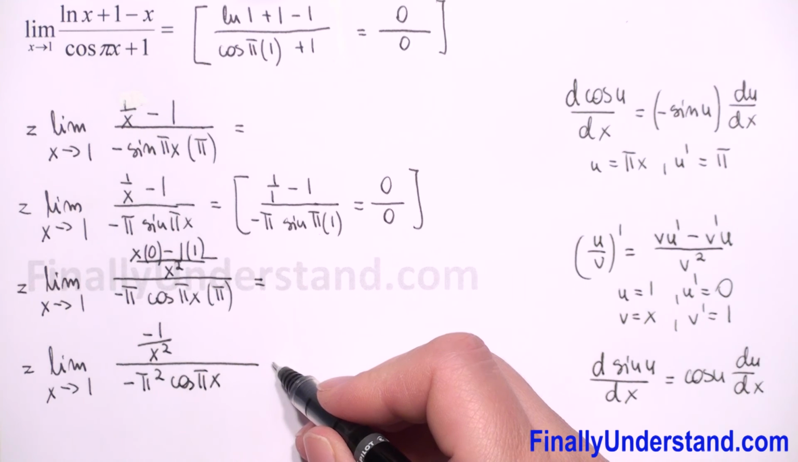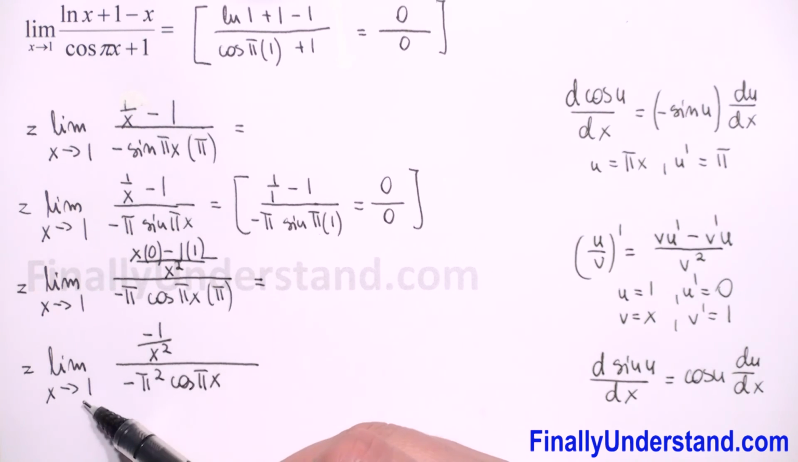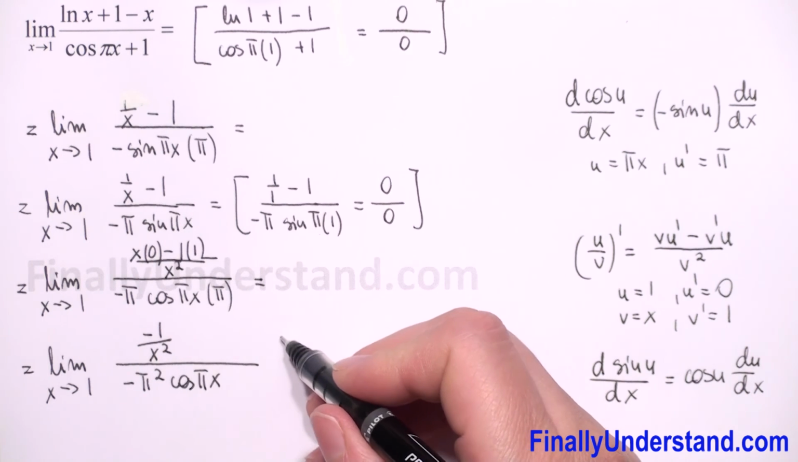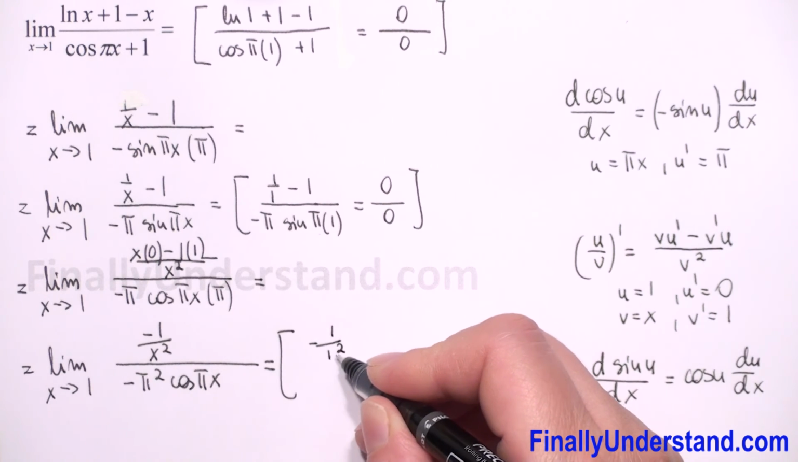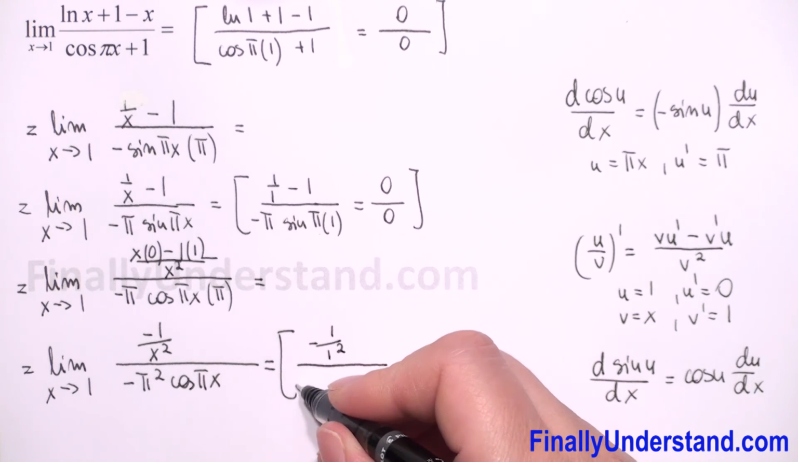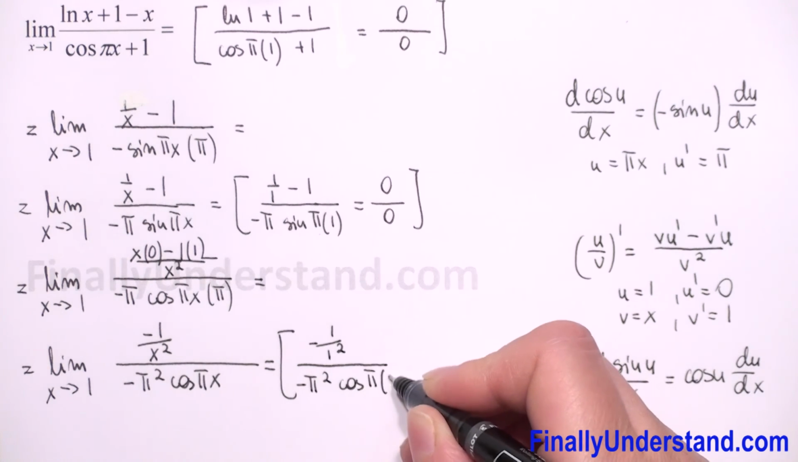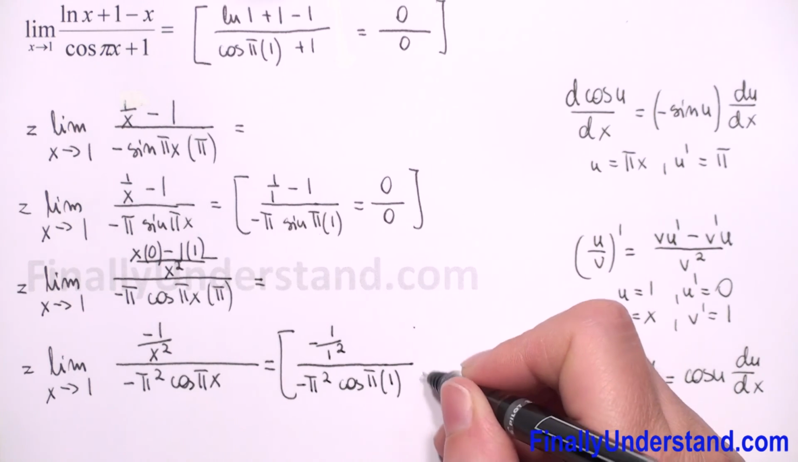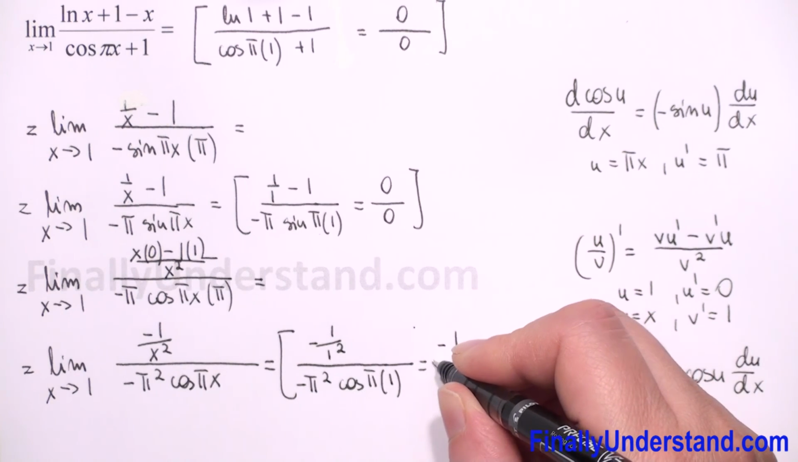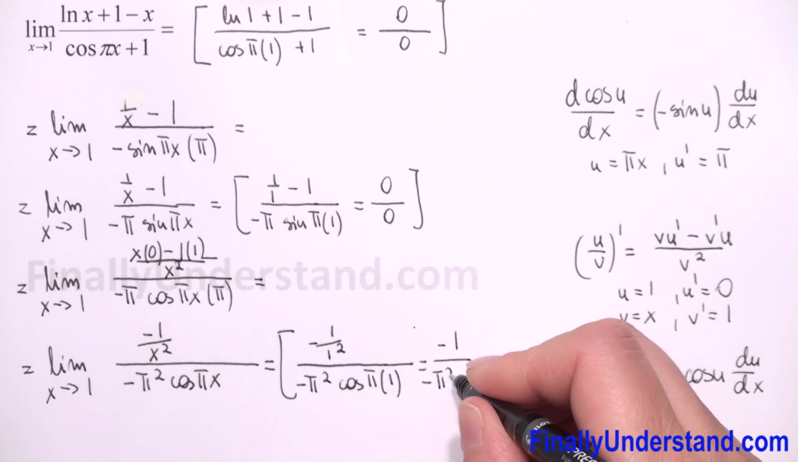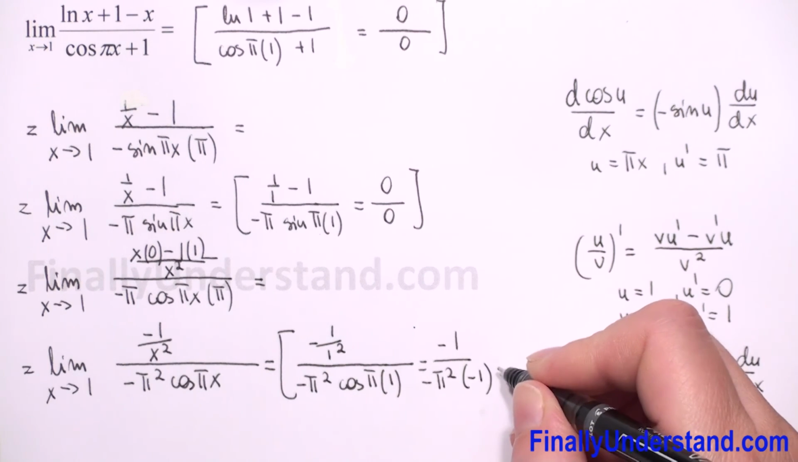So now first we have to check what will be when we substitute x's by 1, because x approaches 1. Let me put this in brackets. We will have negative 1 over 1 squared over negative pi squared times cosine pi times 1. So this is equal. We will have in numerator negative 1. In denominator we have negative pi squared. Cosine of pi is negative 1.